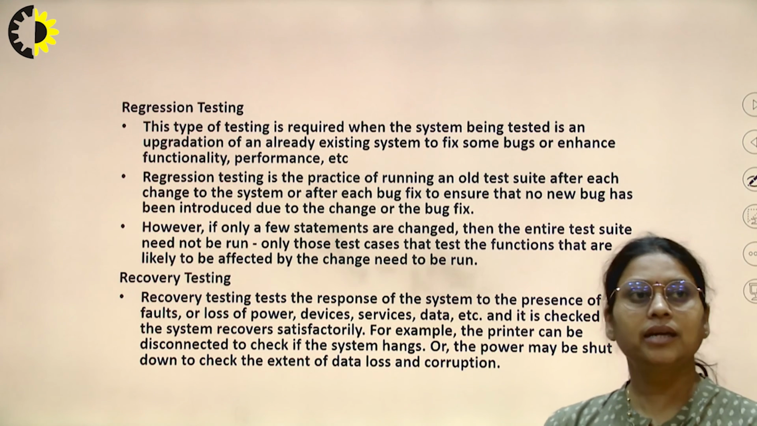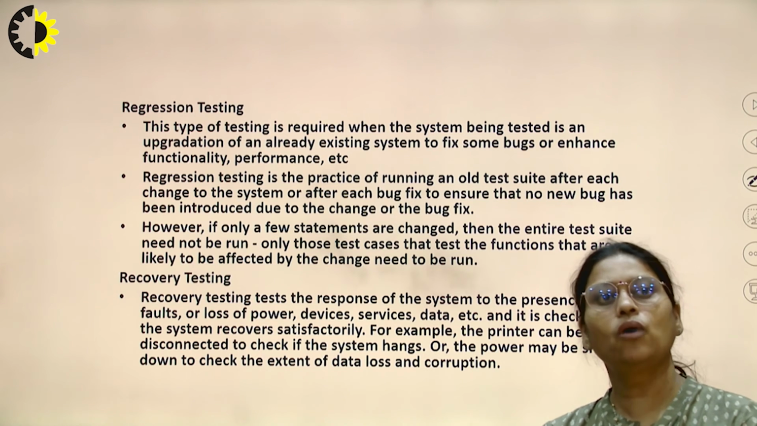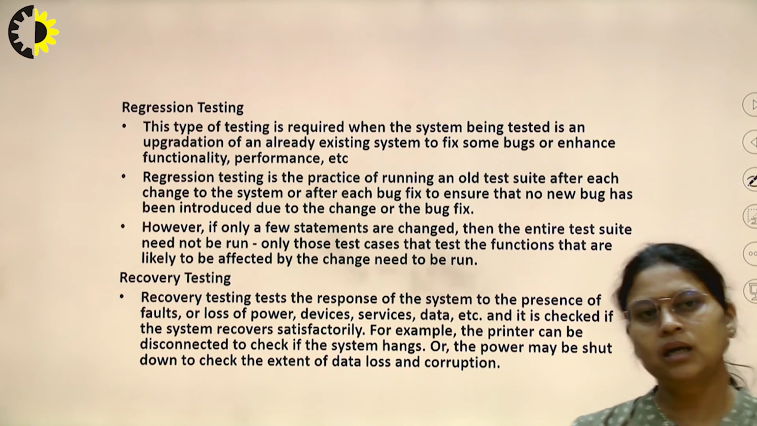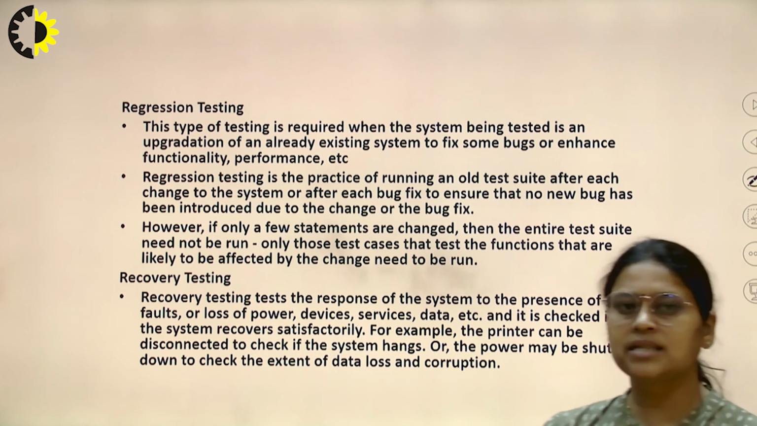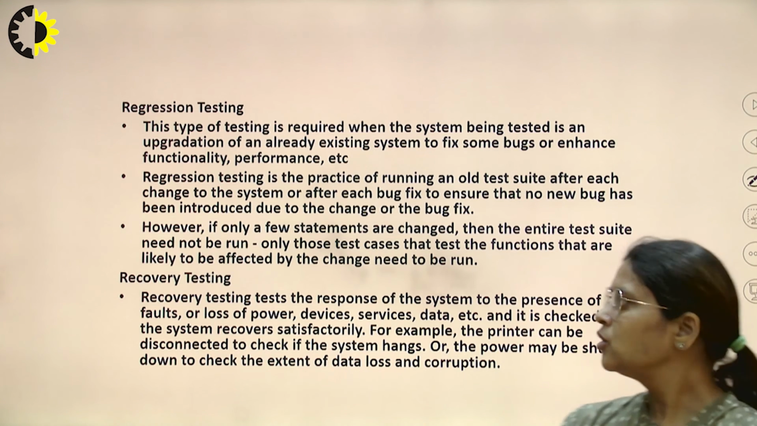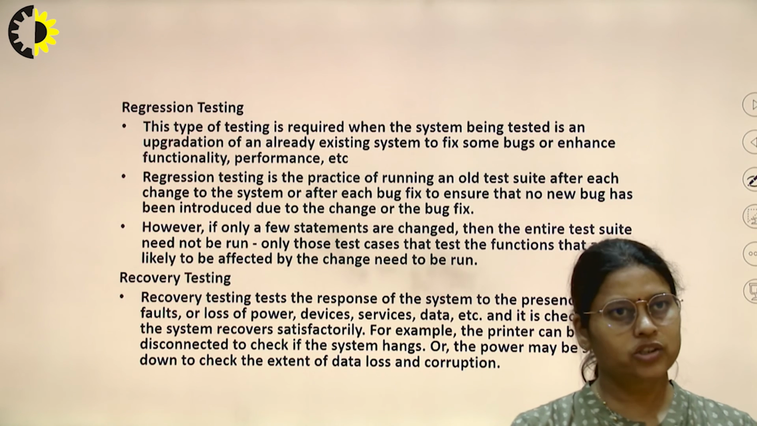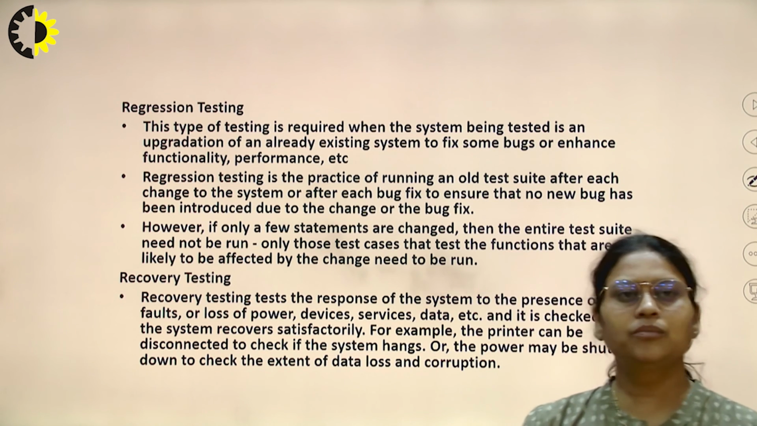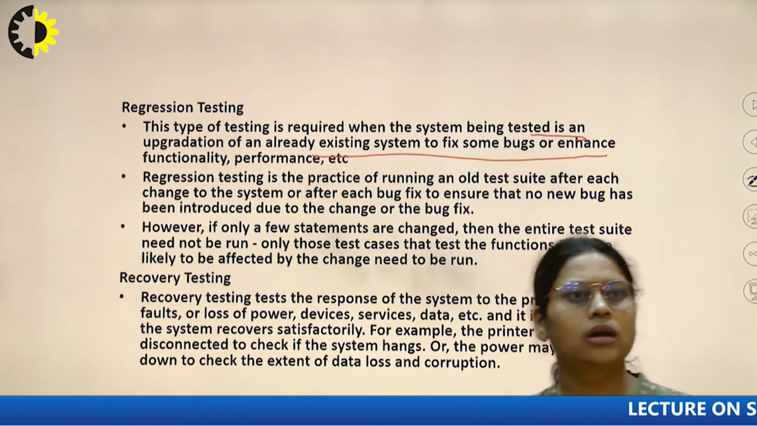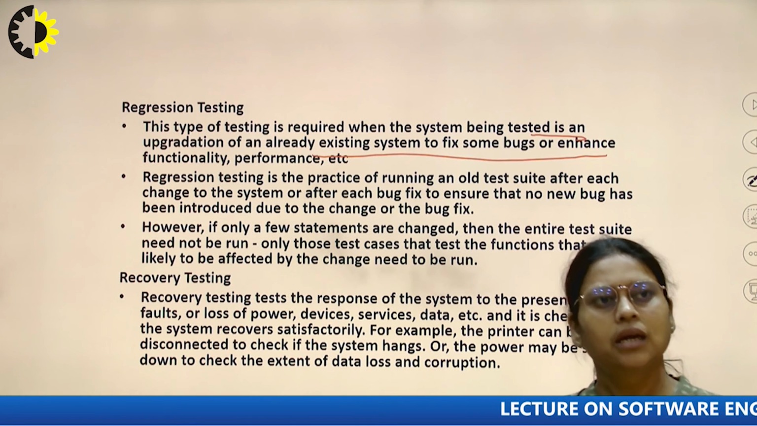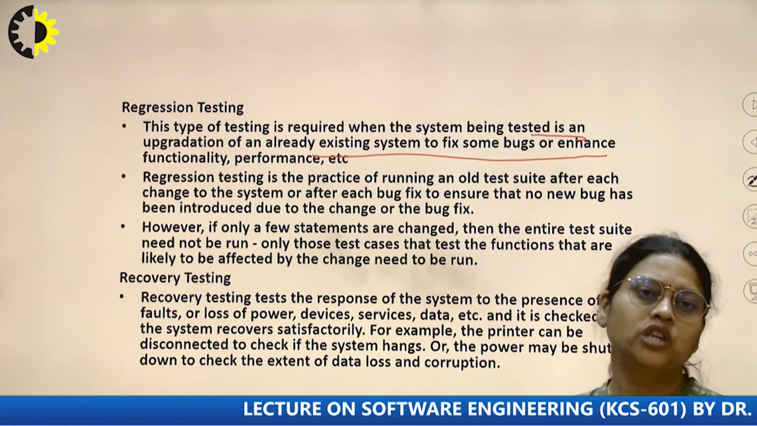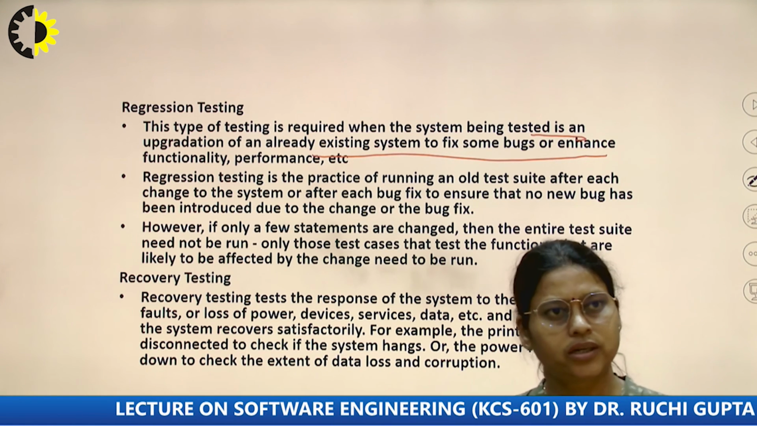Then regression testing. This type of testing is required when the system being tested is undergoing upgradation. Once we apply a modification, or go into the maintenance phase, the system requires some modification. At that time we perform regression testing. It means the system being tested is an upgradation of an already existing system to fix some bugs or enhance the functionality or performance. Regression testing is the practice of running an old test suite after each change. So every time we change the software, we again apply regression testing.